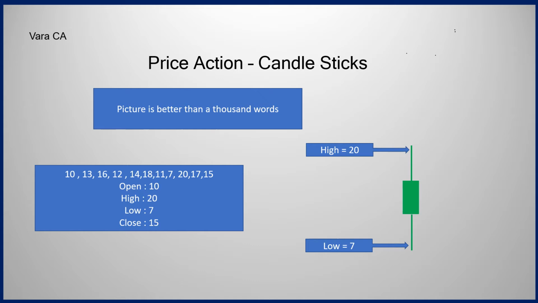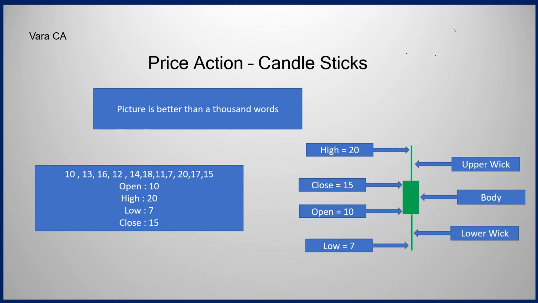Then close and open prices are compared. If the close is more than open, then close is plotted on the top and the open is plotted at the lower side. When close is more than open, it is considered bullish. That's why the candle is colored green. So a green candle is bullish. That is a convention in the stock market: bullish is green, bearish is red.